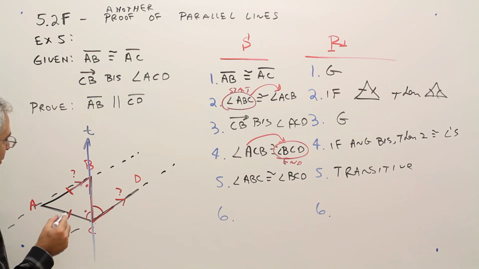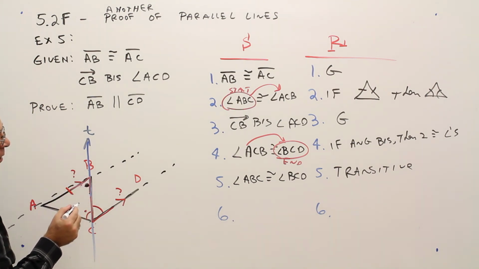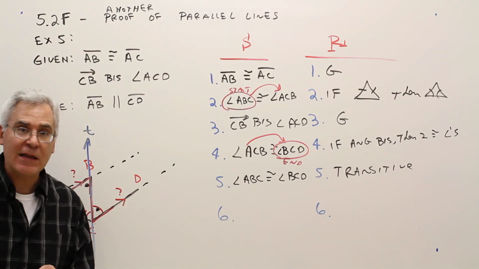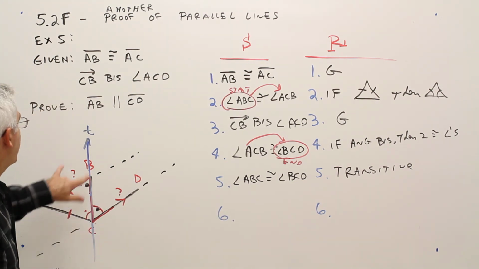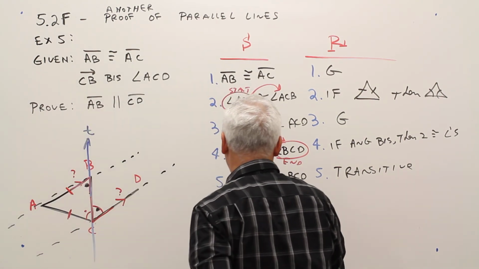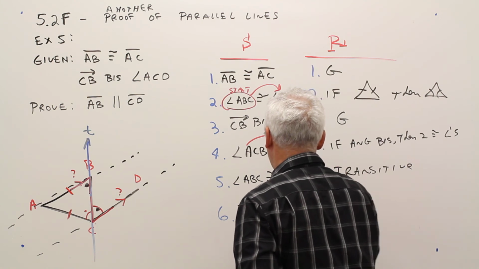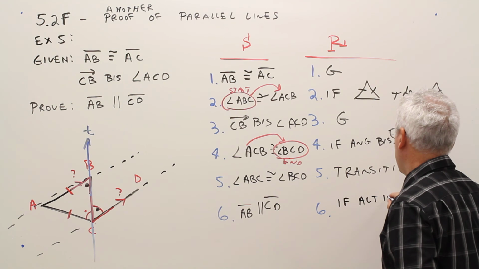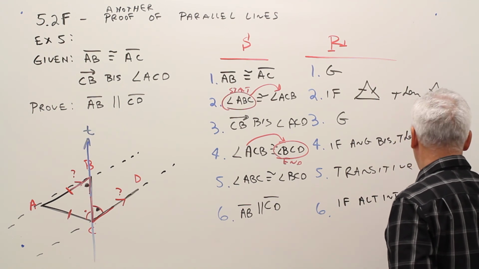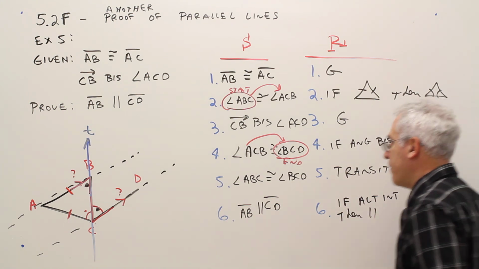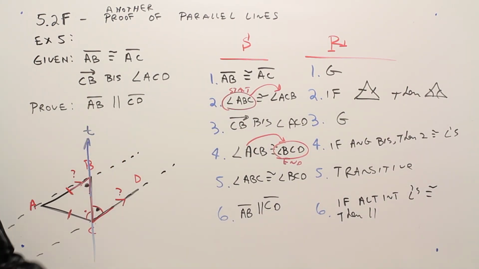So let's just make sure I've got what I want. I've got this angle here congruent to this angle here, and those are indeed alternate interior angles. I'm good to go. AB is parallel to CD if alternate interior angles congruent, then parallel. So there you have it, yet another proof with parallel lines.